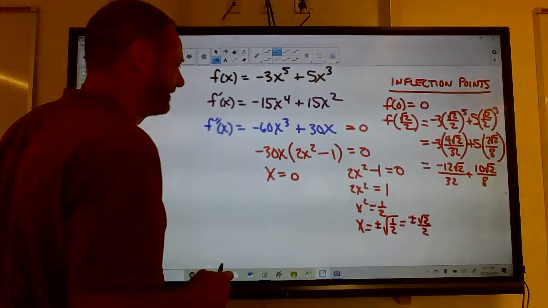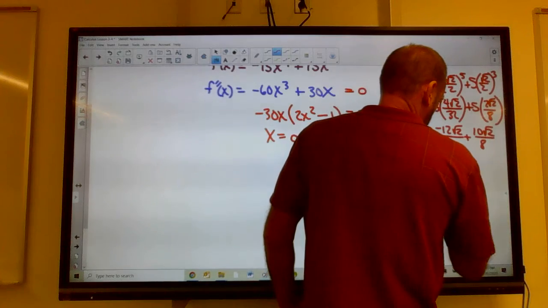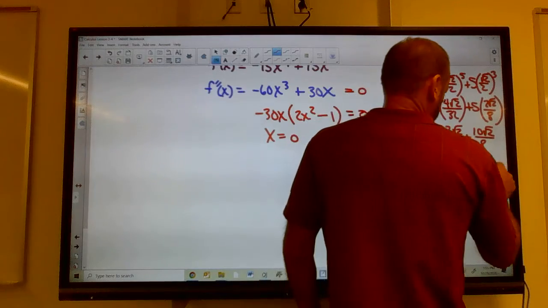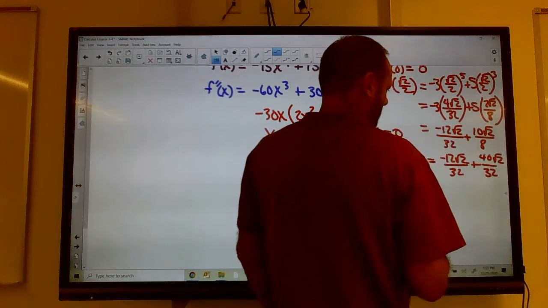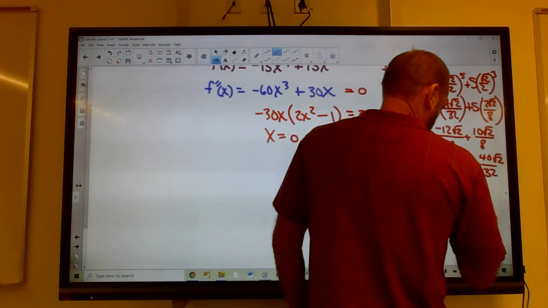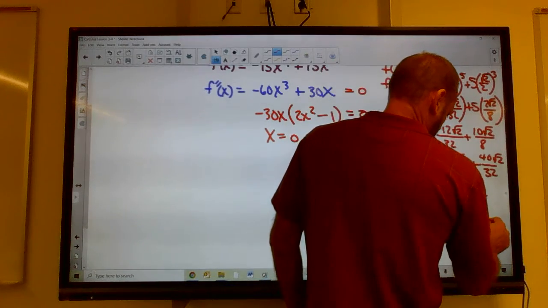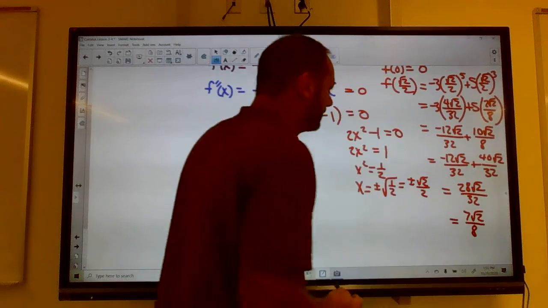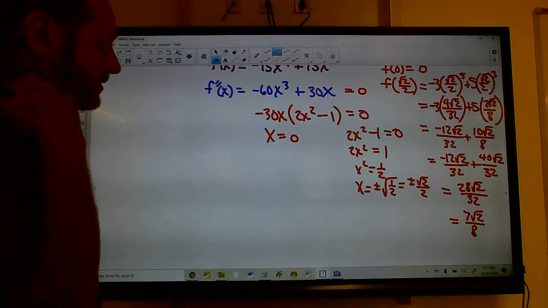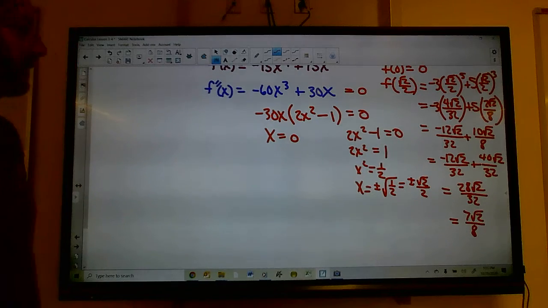If I get a common denominator of 32, I'm going to multiply the top and bottom of this one by 4, so this is 40 square root of 2. So that's 28 square root of 2 over 32, and that'll reduce because 4 will go in there. That'll be 7 square root of 2 over 8. Yikes! All right, so I've got one at 0, 0, and I've got one at square root of 2 over 2, 7 square root of 2 over 8, and you can figure out the negative one on your own.